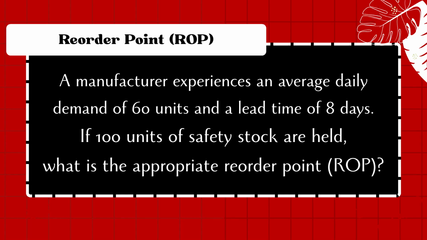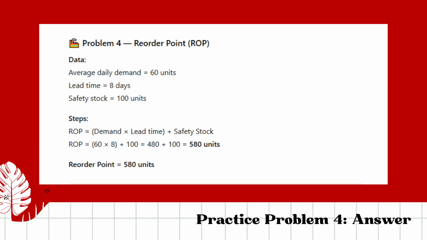Problem 4. Reorder point. A factory uses about 60 units of material each day. It takes 8 days from the time a new order is placed until that material is delivered. The factory also wants to keep 100 extra units on hand as safety stock to protect against possible delays or demand spikes. At what inventory level should the company place its next order so that it doesn't run out before new stock arrives?